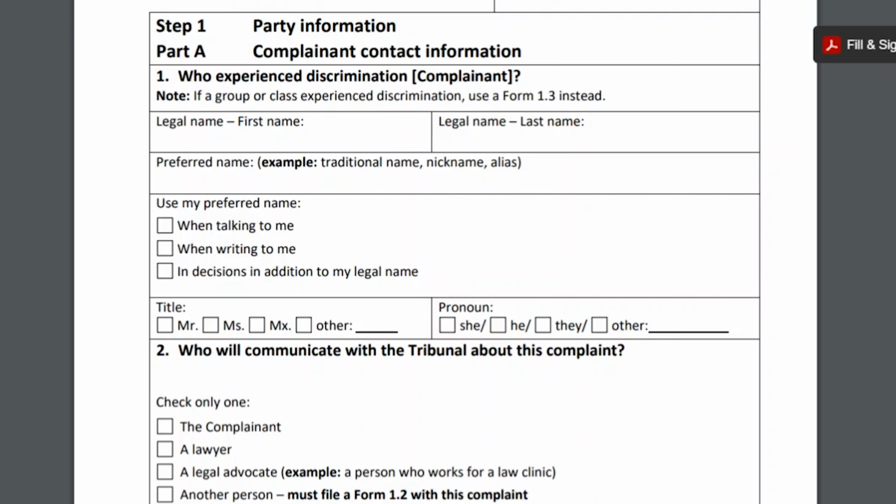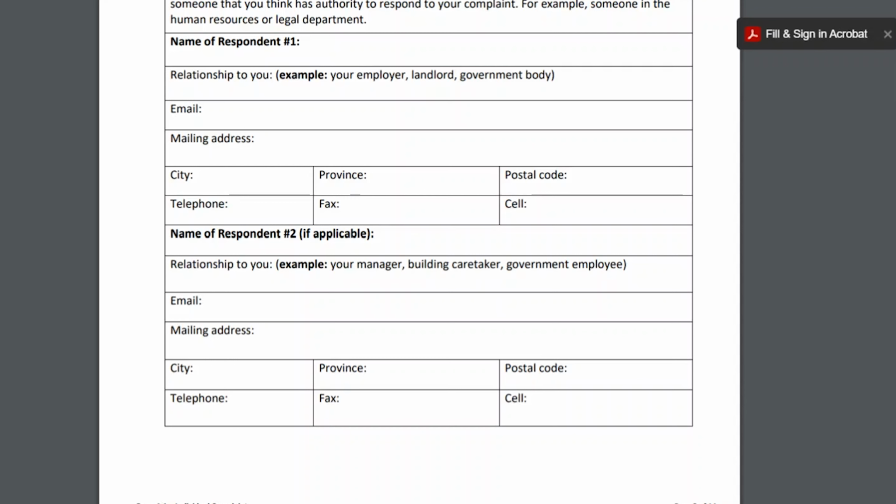The section where you name and provide information about the respondents may be difficult to fill out due to a lack of information, but it is important that you provide as much information as you can. If one of the respondents is an organization, it is best that you provide the information of someone who may have the authority to respond on behalf of the organization. This could be a human resources department or a legal department. But in a smaller organization, it could also be upper management or the owner of the business.